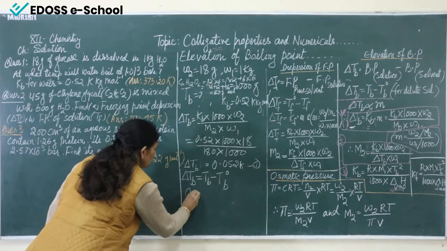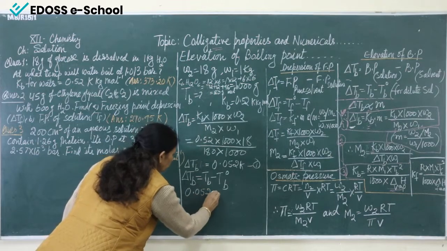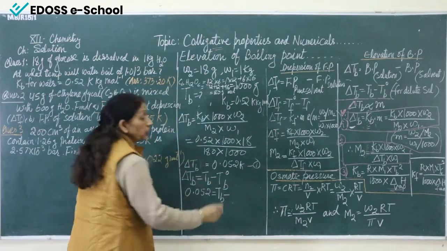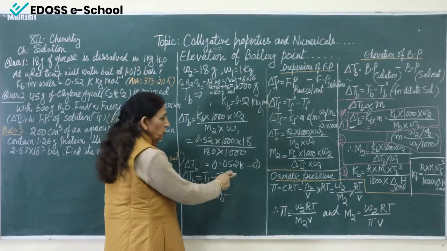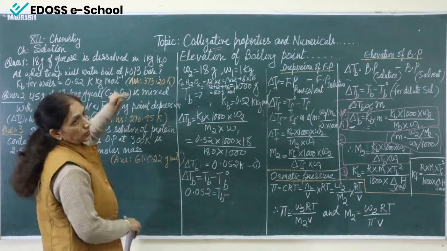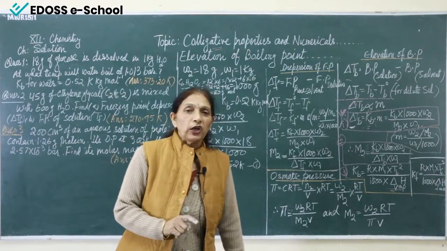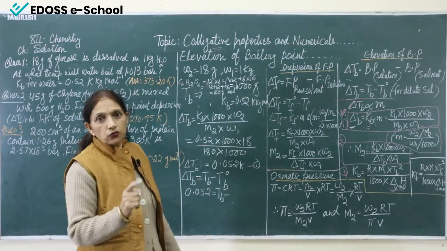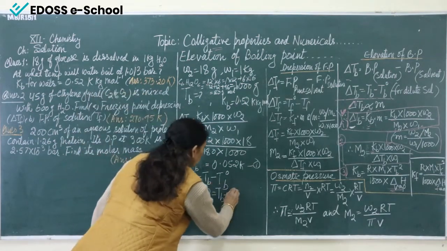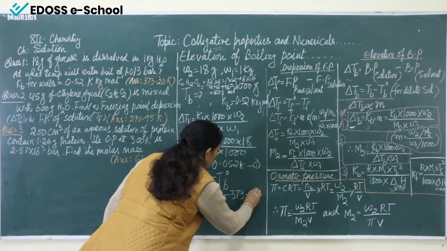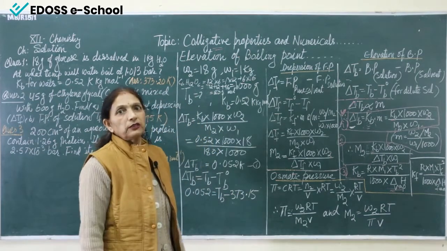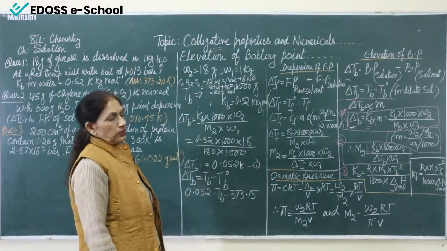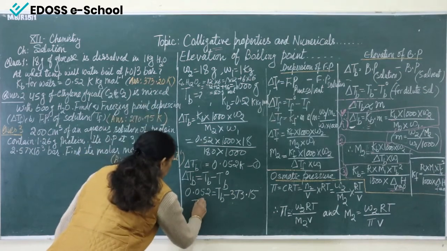So delta TB is here, 0.052, and TB we have to find. And T naught B, what will be this value? Because we are talking about water and we know that water's boiling point is 100, if you convert it into Kelvin, 100 plus 273.15 will be equal to 373.15. This is never given in the examination paper, so you have to find it out.